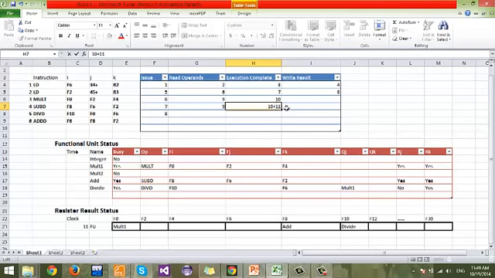Subd is completed in 10 and 11 clock cycles. Mult still remains in the execution stage. What about add? Can it be issued? No. It can only be issued when the write result of subd is completed. So there will be no change in the functional unit status and also the register result status table.